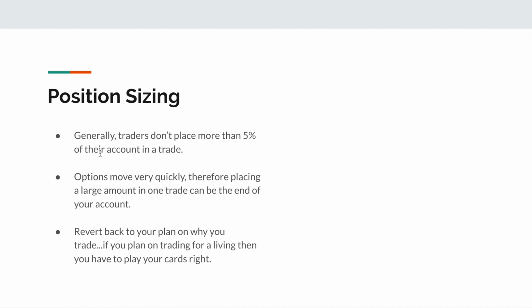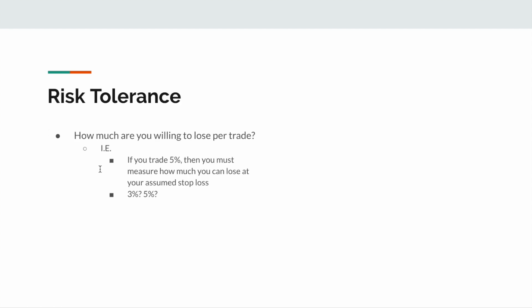You can also measure your risk tolerance, and I'll show you how to do so in Think or Swim when we get to chapter 7, which is very important because in the previous chapters, we've only talked about single leg options, but we're going to get into multi-leg strategies.